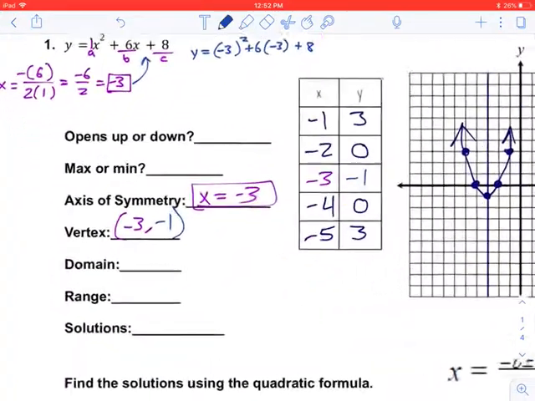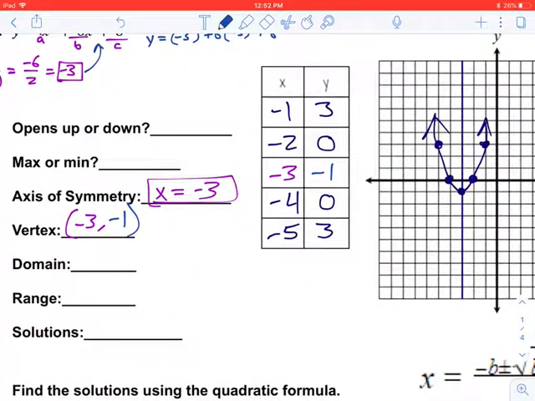So I can go through and answer all these questions now. Obviously it opens up. It's a minimum because that is a bottom point. If it's a top point, that's a maximum. So minimum. The domain we don't really need to worry too much about. That's x values. You can plug in any x value and get an answer, so that's all real numbers. The range value is the y value, so nothing below negative 1. So in that case, y is greater than or equal to negative 1.